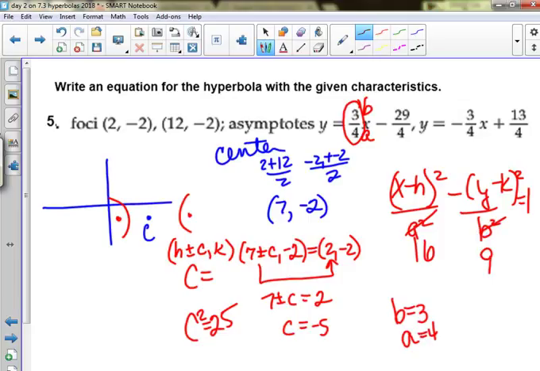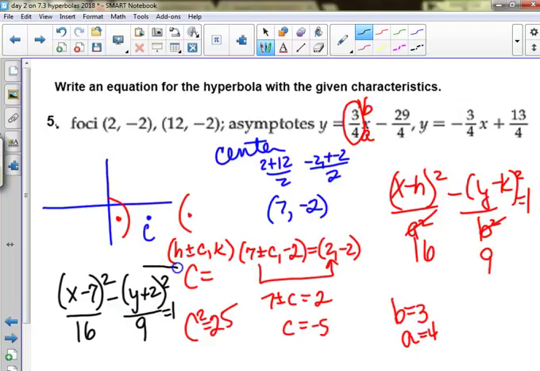All right, let's put it all together. X minus, what was H? 7 squared minus Y plus 2 squared. The X's are over 16, the Y's are over 9, equals 1. Okay. That's true, we didn't even need C.